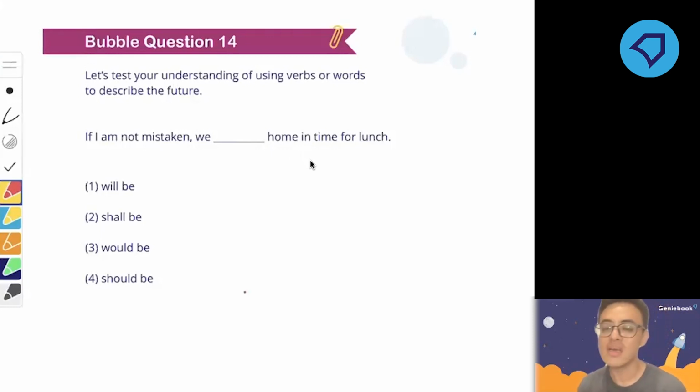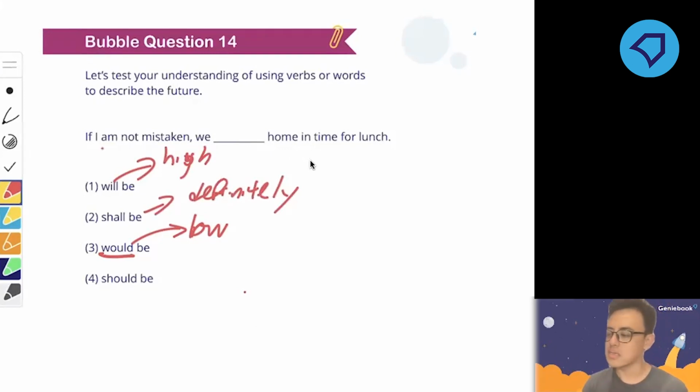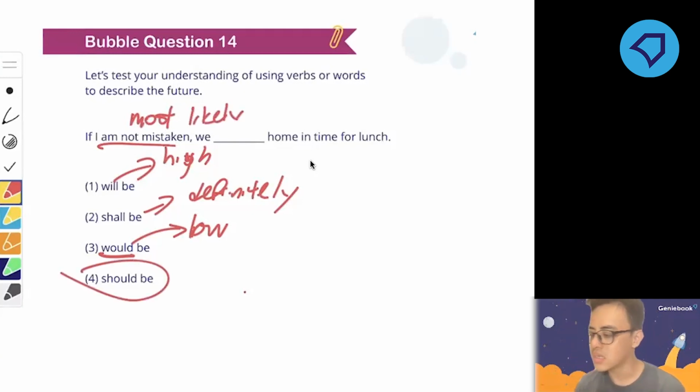Now, if you chose 3, forgivable because it seems like a possibility. Would be, like I said, is usually for really low possibility. Will be means very high possibility. Shall be, definitely. But if I'm not mistaken, this part here means like a 50-50. Not sure, but most likely. Most likely we should be home in time for lunch. There's a high chance. Not really high, but a good chance.